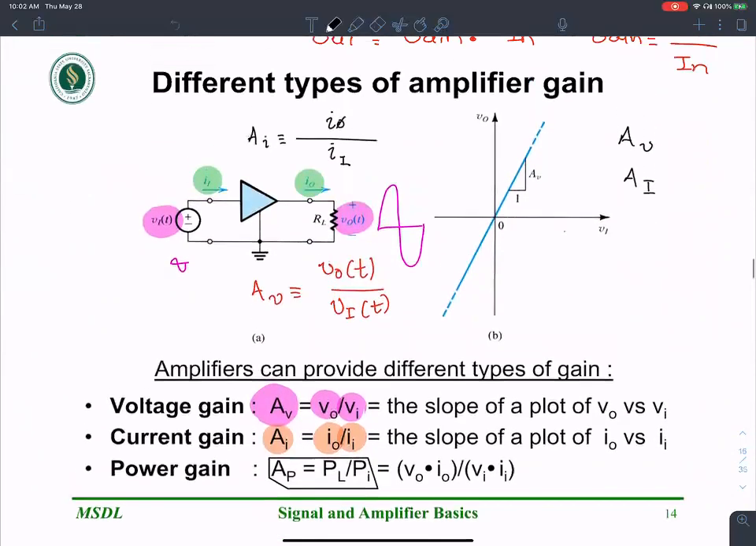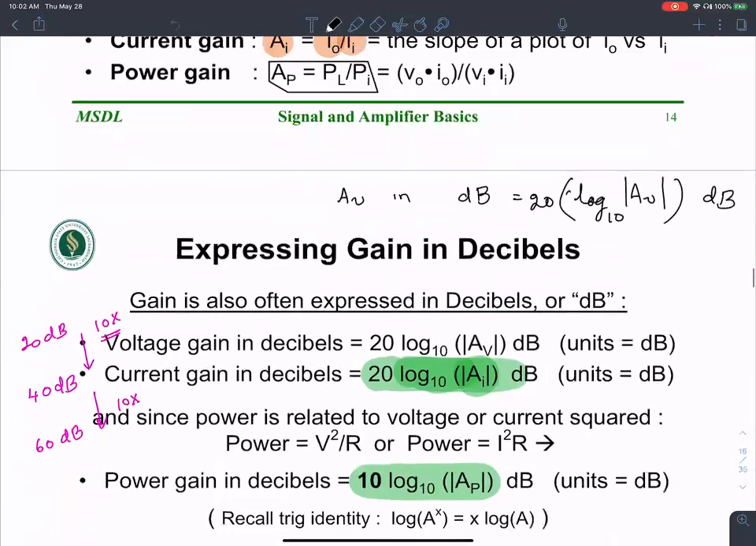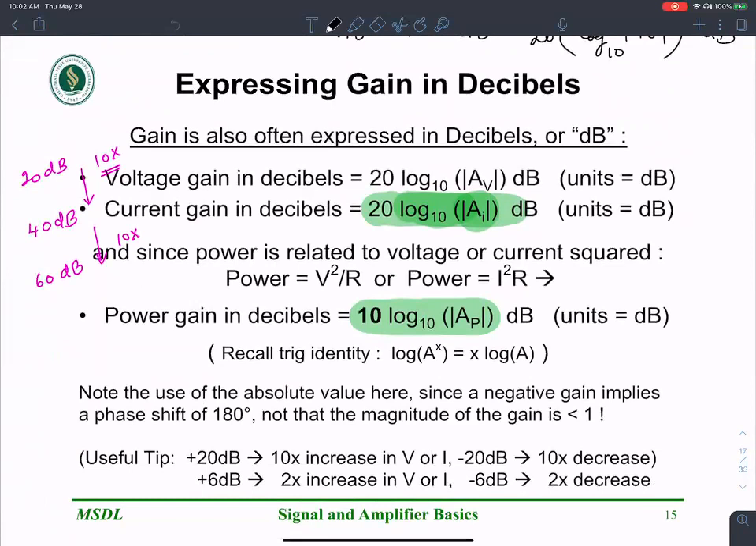And then I mentioned there are different kinds of amplifiers: a voltage amplifier, a current amplifier, and a power amplifier. We also talked about how to express gain in dB. For both the voltage gain and the current gain, we take the absolute value of the gain and do 20 log base 10 of that absolute gain. It gives us the gain in dB. For power gain, we simply do 10 log base 10 of the absolute value of the power gain.